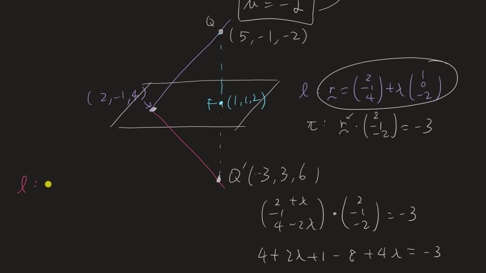Which is r equals one particular point (2, -1, 4), plus, let me just use another Greek letter, alpha, times this minus this, (5, -4, -2), where alpha is a real number. This is the answer for the last part, the equation of the line of reflection.